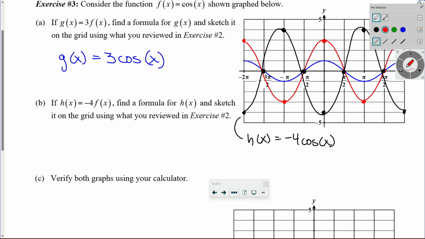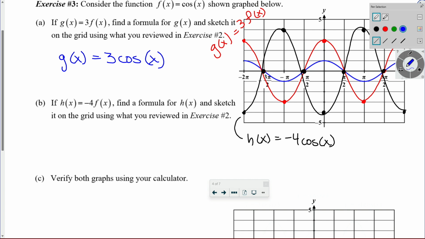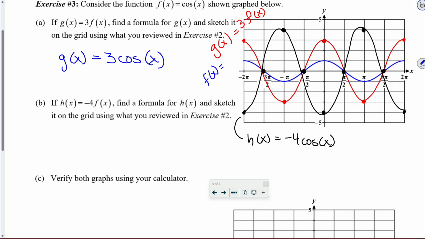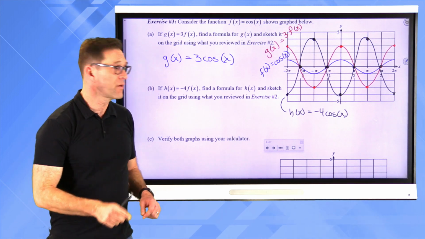Let's put it in red. We'll have g of x equals 3 times f of x. And of course, our original curve is just f of x equals cosine x. I just want to have these things labeled, right? And color-coded. Awesome. All right, let's do a little graphing on the calculator.